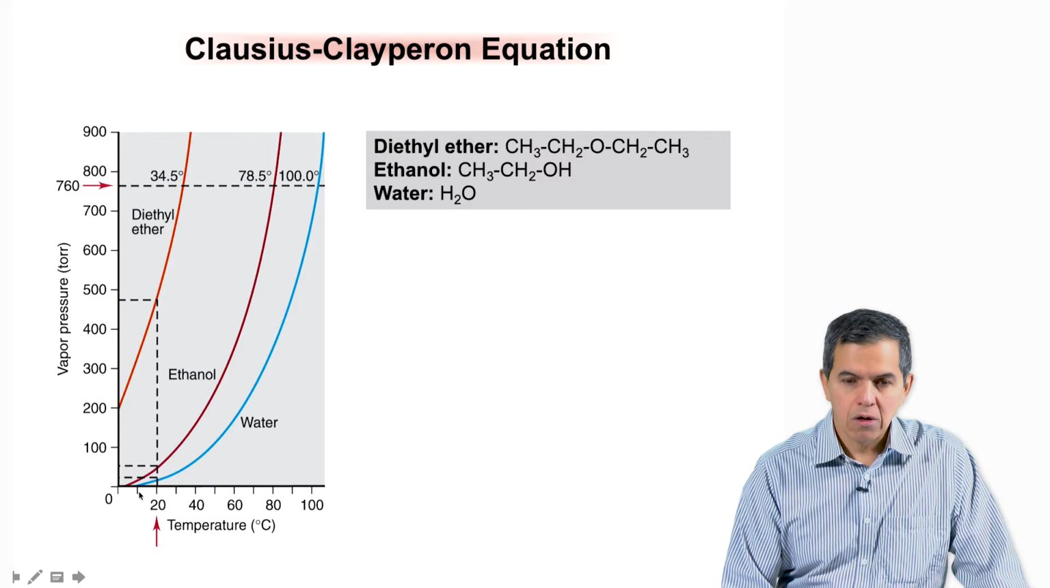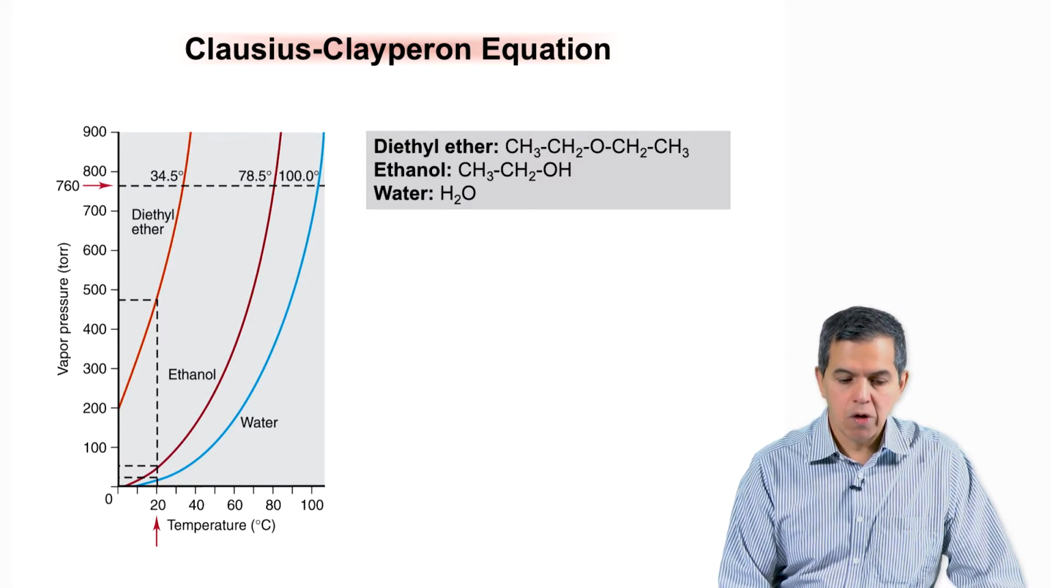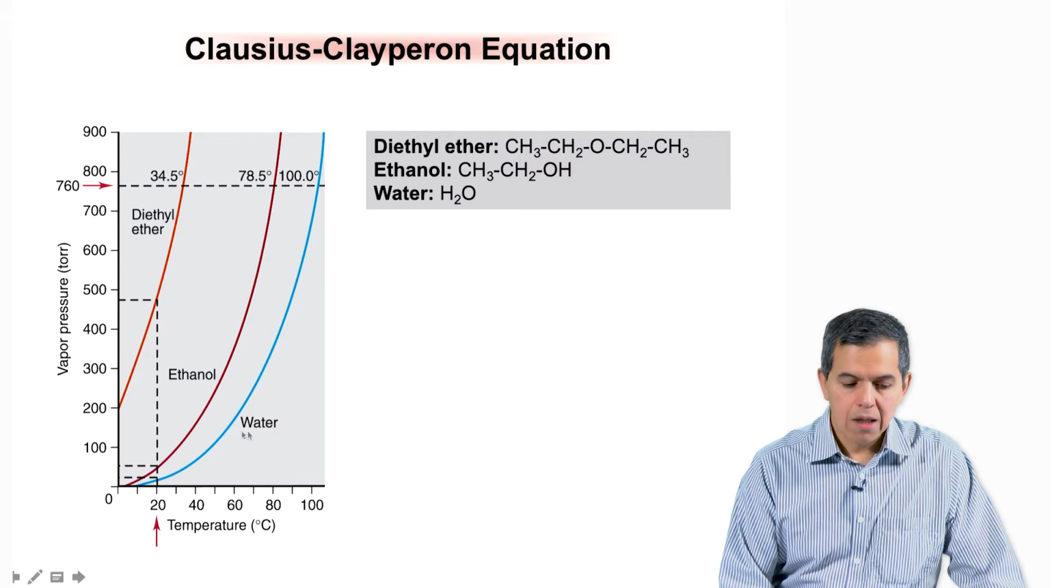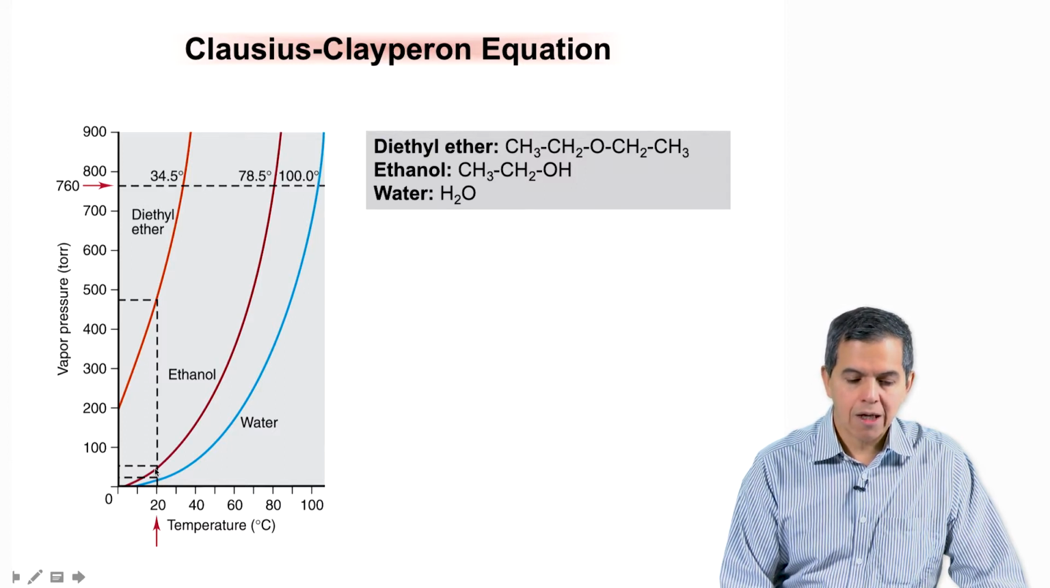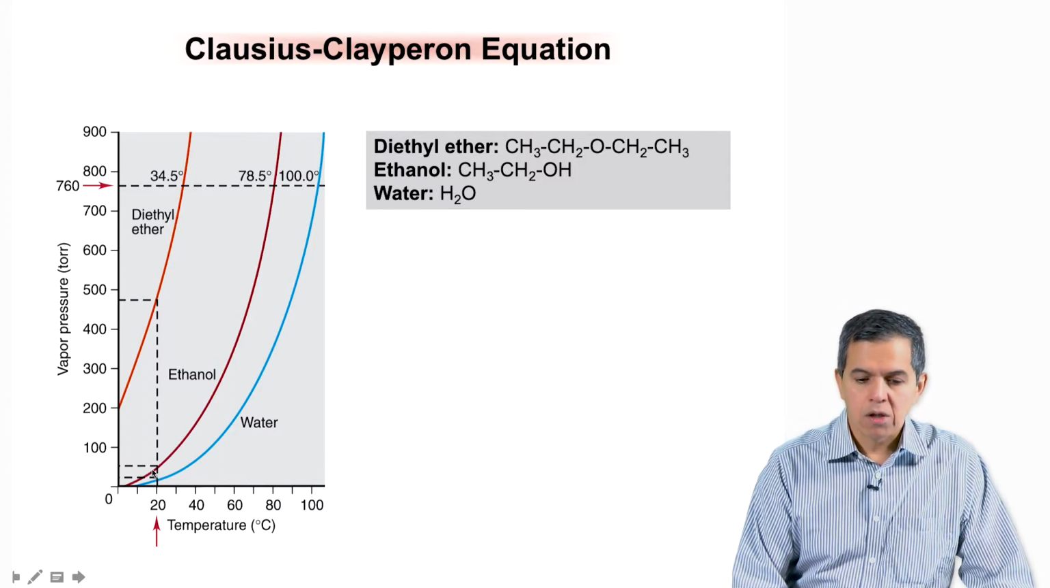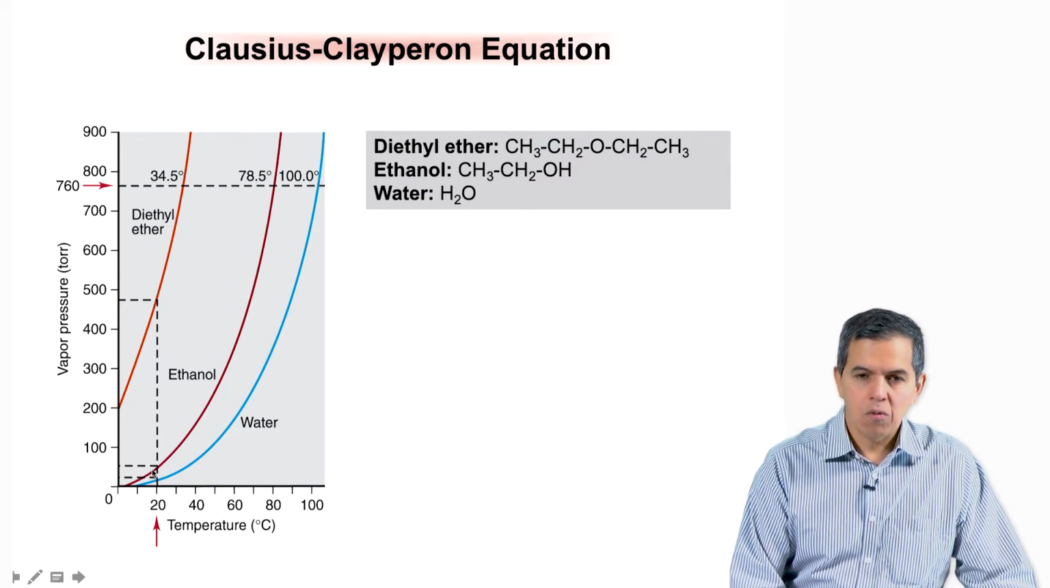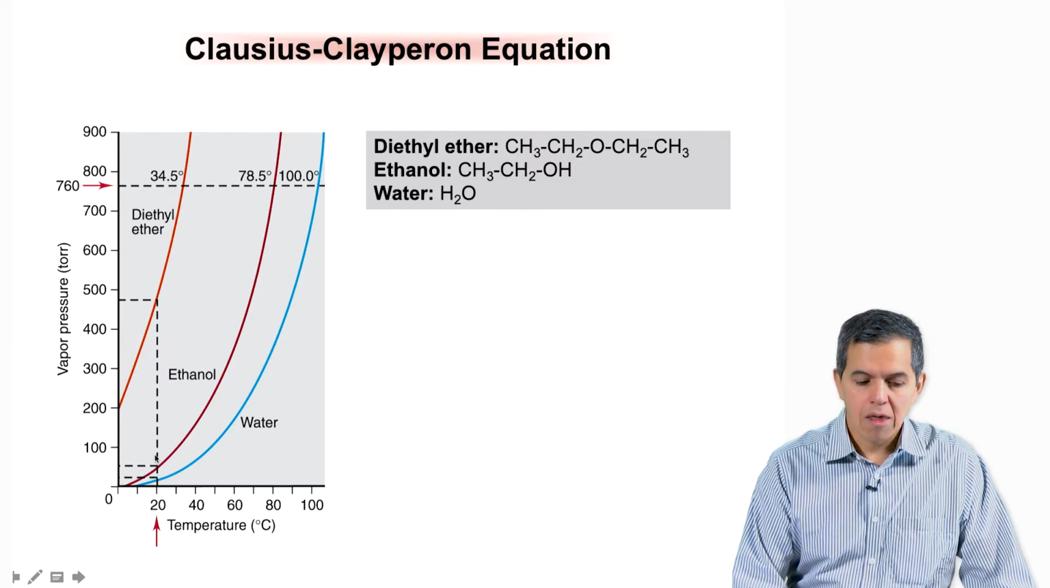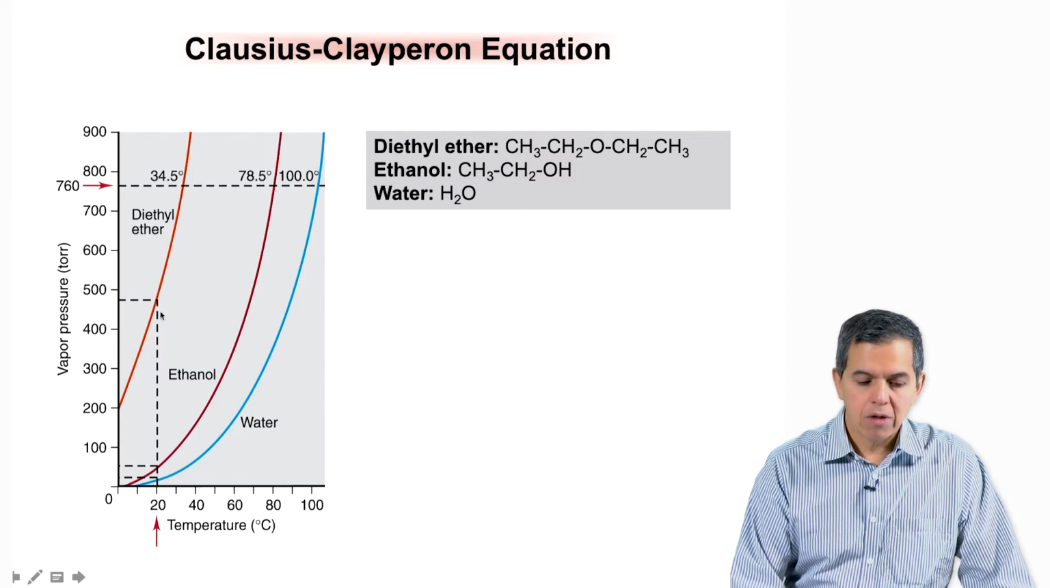Similarly, for ethanol, in which the intermolecular forces are hydrogen bonding still but weaker, we see that the vapor pressure is going to be a little bit higher at a given temperature, as indicated by the red arrow. And if we continue with this trend, when we consider diethyl ether, which has even weaker intermolecular forces, mainly dispersion forces, then the vapor pressure is even higher.